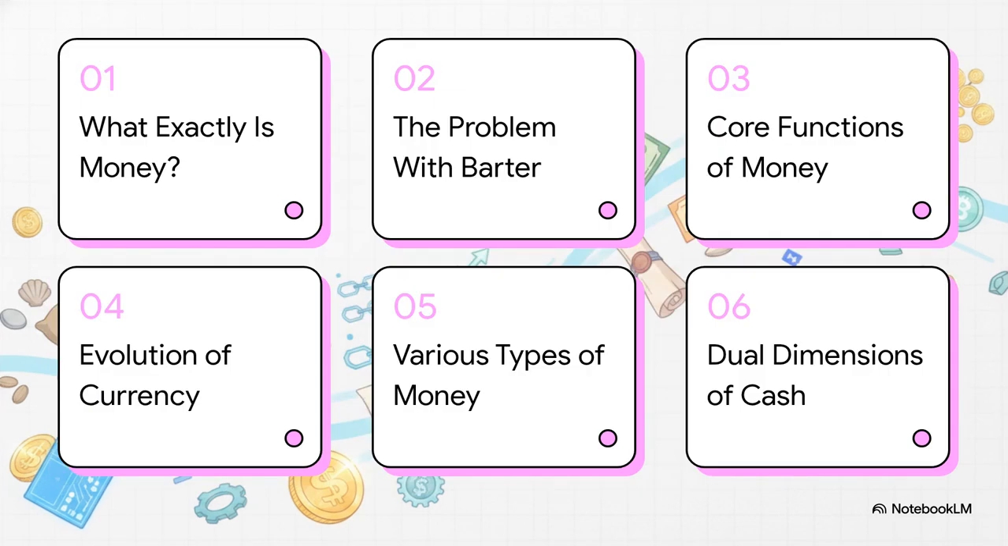Here's our roadmap for today. We'll start with what exactly money is, look at the problem with barter, unpack money's core functions, trace the evolution of currency, break down the various types of money out there, and finally, we'll explore the dual dimensions of cash.